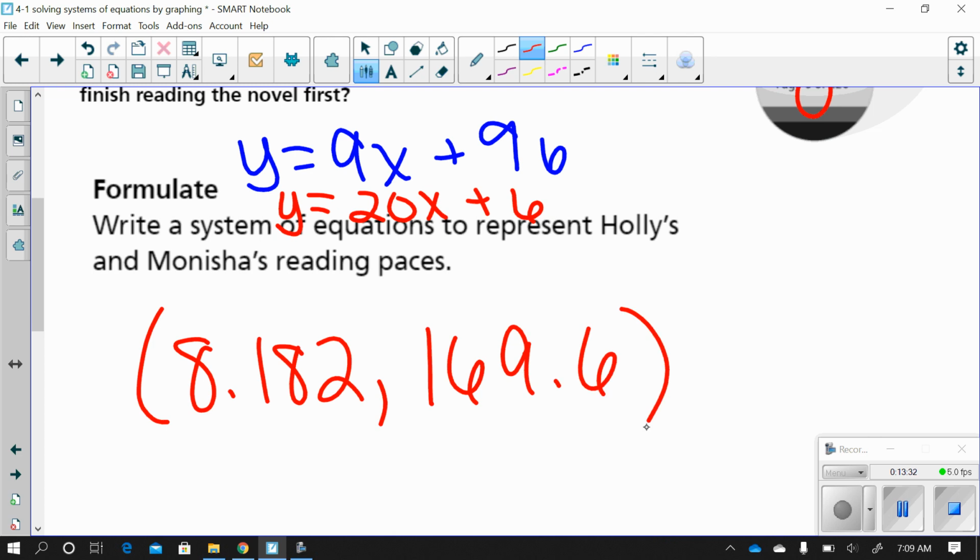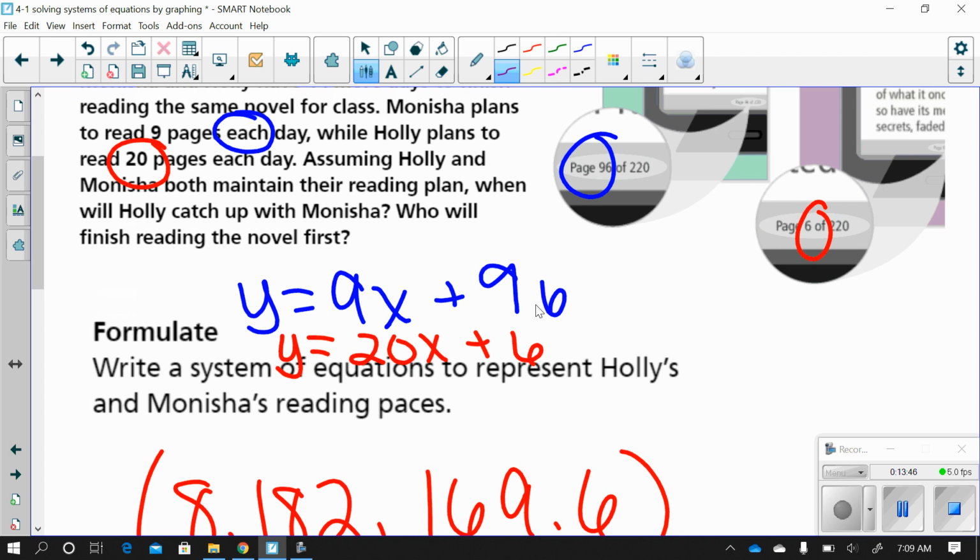169.6. Okay, well, we know x was the number of days. So in just over 8 days, they're at the same place. And that is just over 169 pages read. So when will Holly catch up? She'll catch up at just over 8 days.